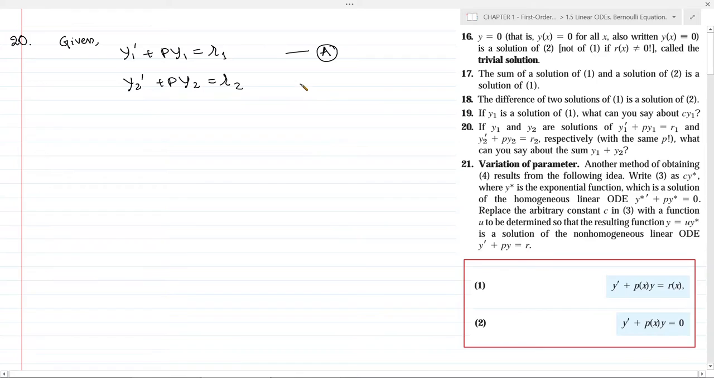The question is saying that y1 and y2 are the solutions of these forms of non-homogeneous linear differential equations, and y1 and y2 have been replaced in place of y already. Now the question is saying that the function p is the same in both equation A and equation B, and it is asking what can we say about the sum y1 plus y2.